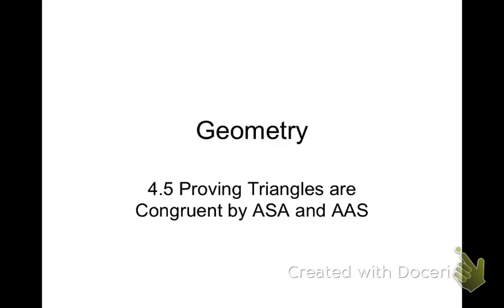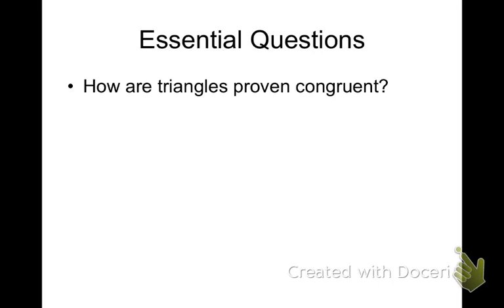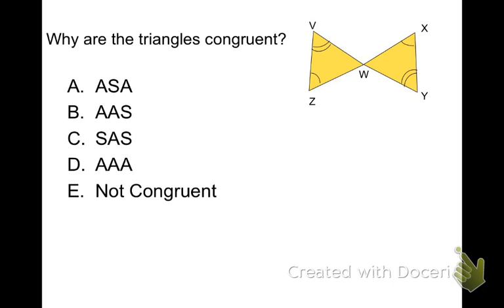Now we're going to prove triangles congruent by ASA and AAS. This essential question looks like how are triangles proven congruent, only now we're going to focus on some additional theorems. Why are these triangles congruent?